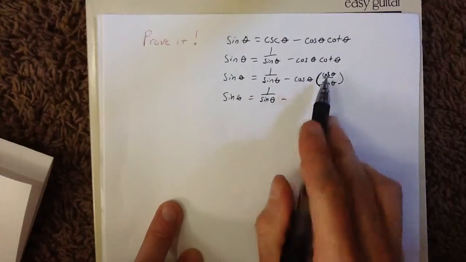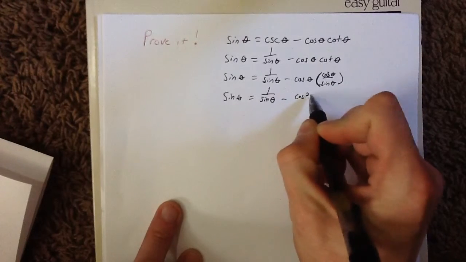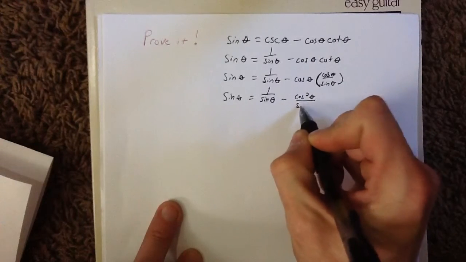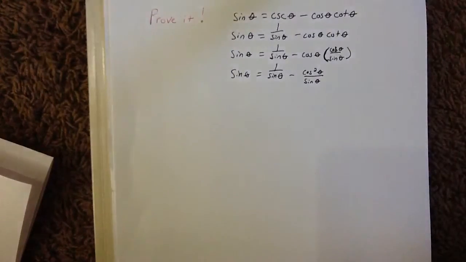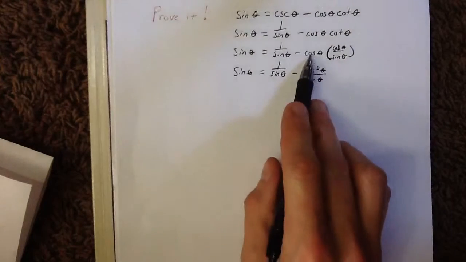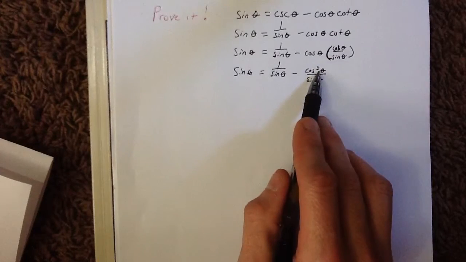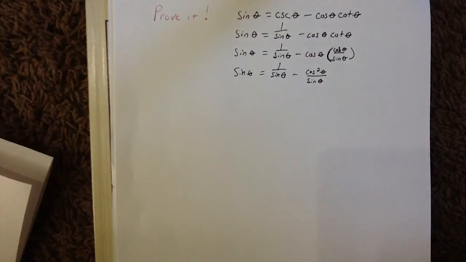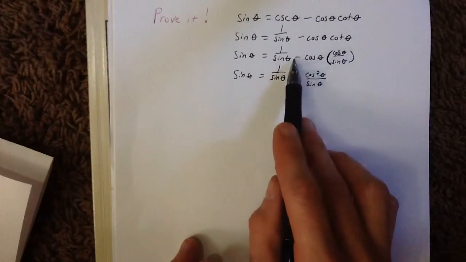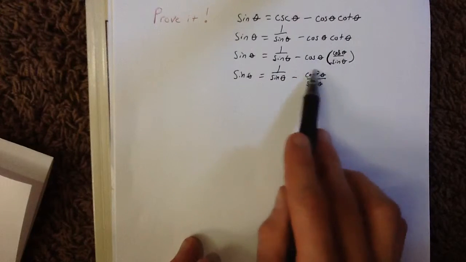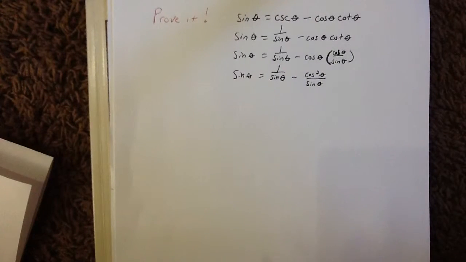And when I distribute this, I'm going to get cosine squared of the angle over sine of the angle. Cosine of the angle times cosine of the angle is cosine squared of the angle divided by sine of the angle. So I took this expression over here to the right of the minus sign and changed it into this using some algebra. Alright, well, still doesn't look the same, so I still have work to do.